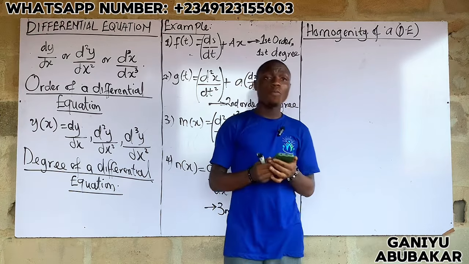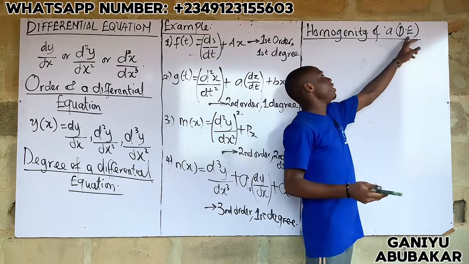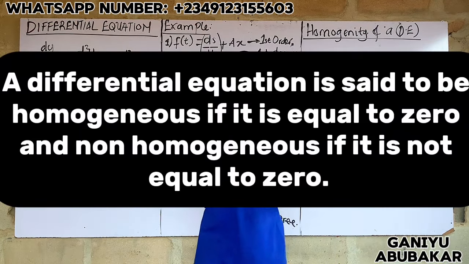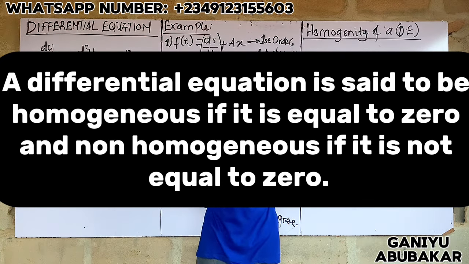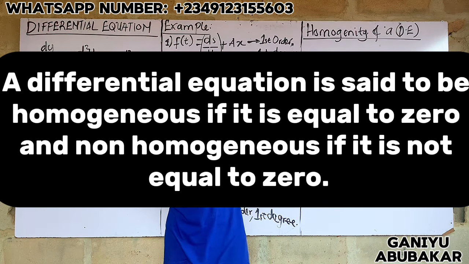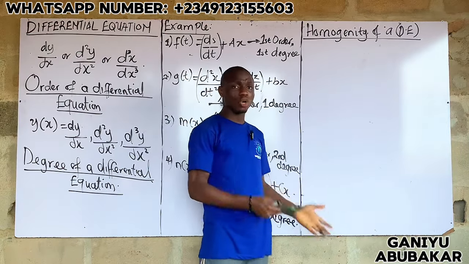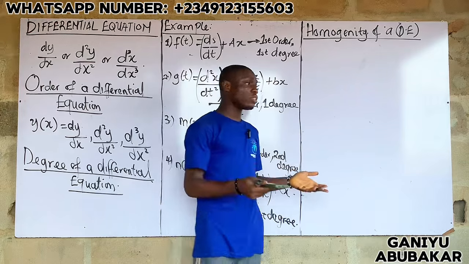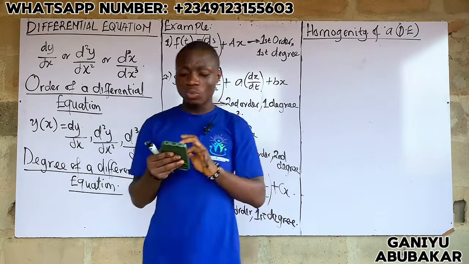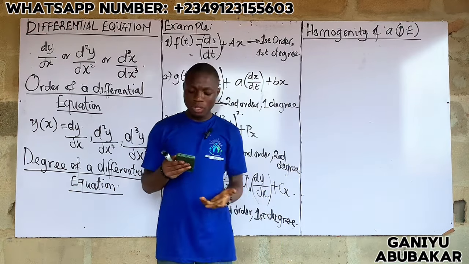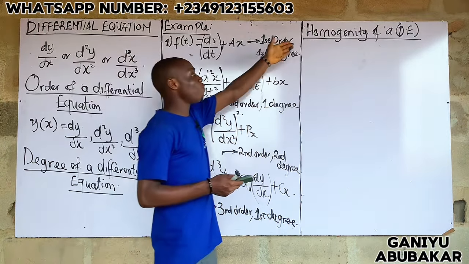All right, let's look at homogeneity of a differential equation. Let me call differential equation DE. A differential equation is said to be homogeneous if it is equal to 0 and non-homogeneous when it is not equal to 0. So when a differential equation is equal to 0, it's said to be homogeneous. And when it's not equal to 0, it is non-homogeneous. Right? All right. We'll take an example to further explain the idea of homogeneity.